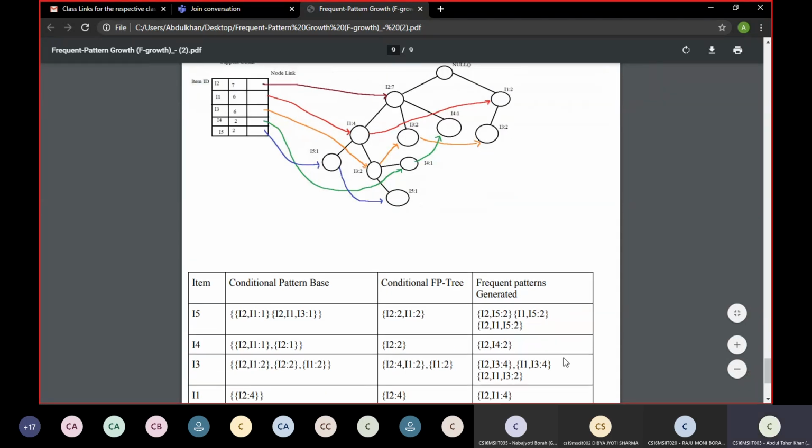Here, then in the conditional database table we will take I5 first. By the minimum support count, I5 will come first, then I4, I3, means 2, 6, 6, right? That's why I'm taking I5.